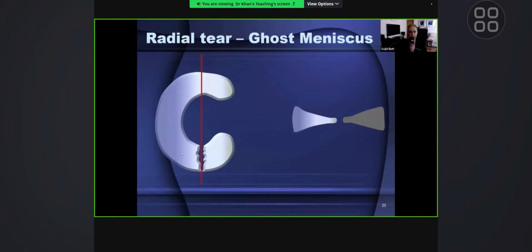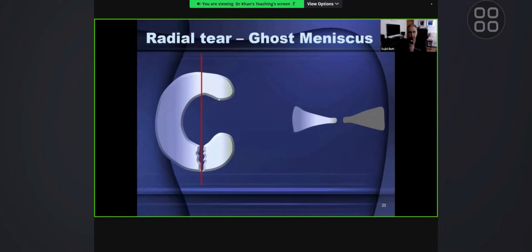Imagine that you're looking at the top end of the tibial condyle, and you can see the C-shaped meniscus here. And when you have a radial tear going like that, and you did sagittal imaging, then you will be able to see the anterior horn of the meniscus quite nicely. But where the posterior horn should have been, you won't see anything. So that's a ghost meniscus, and that means that there is a radial tear.